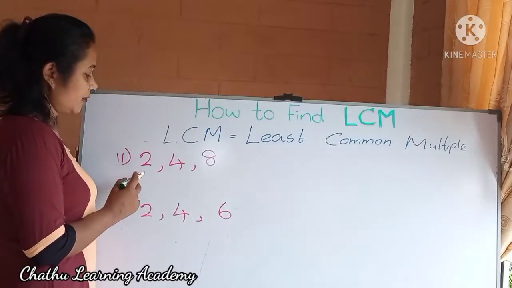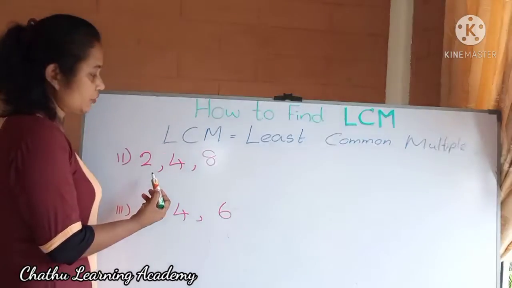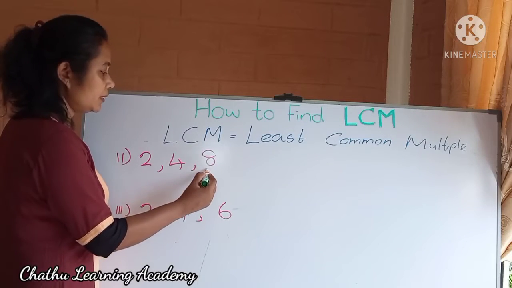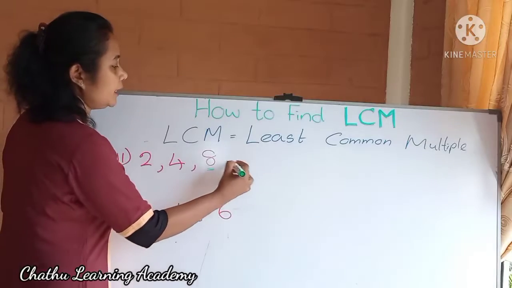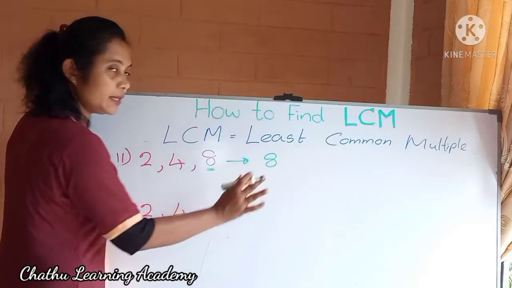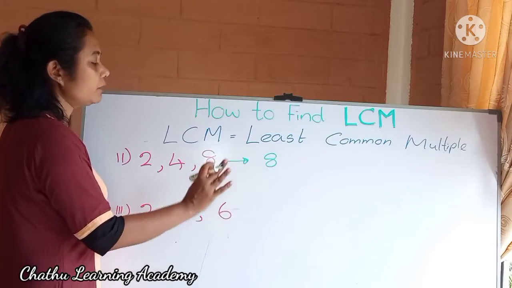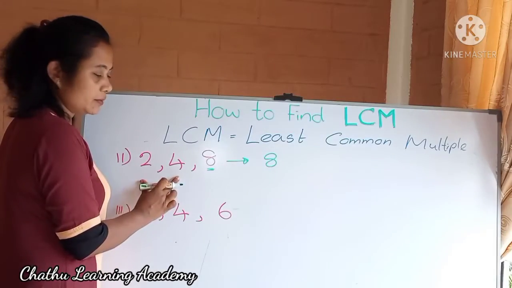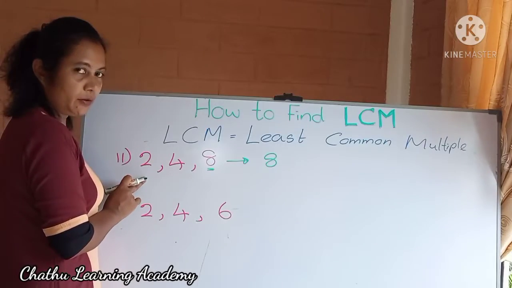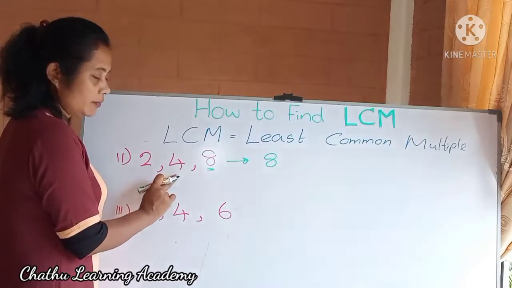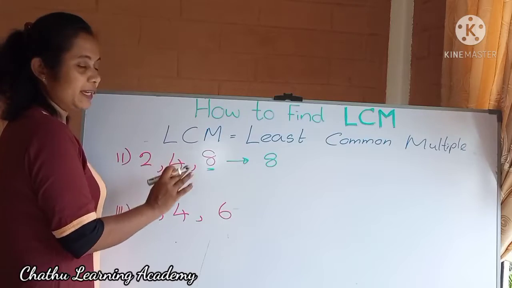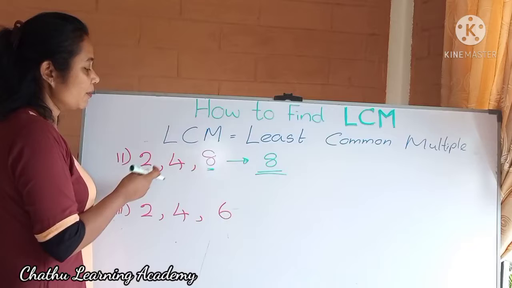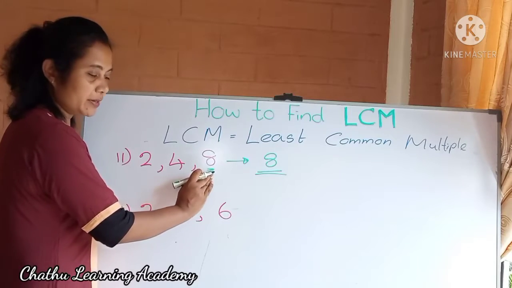Here is the second example. We want to find the least common multiple of 2, 4 and 8. What is the largest value? This is the largest value. Then we select that value as the least common multiple. After that we want to check whether it's a multiple of these two numbers also. Here 8 is a multiple of 2, it's correct. 8 is a multiple of 4 also, so it's also correct. Then we can select 8 as the least common multiple of this set of numbers.